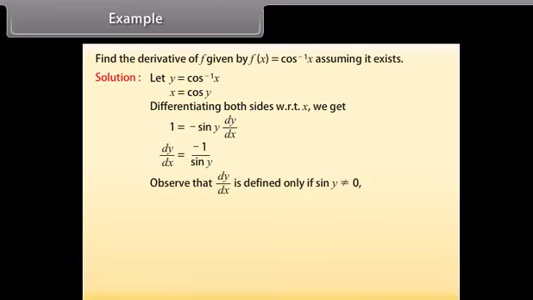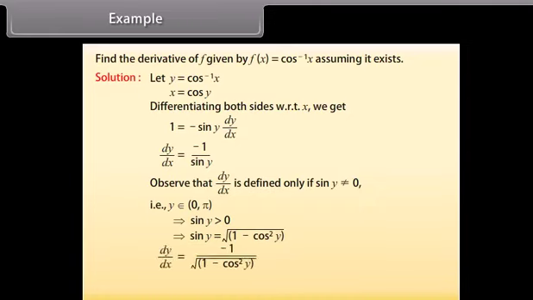Observe that dy by dx is defined only if sin y is not equal to 0. That is, y belongs to the interval 0, pi. It implies sin y is greater than 0. It implies sin y is equal to square root of 1 minus cos square y. dy by dx is equal to minus 1 by square root of 1 minus cos square y is equal to minus 1 by square root of 1 minus x square.